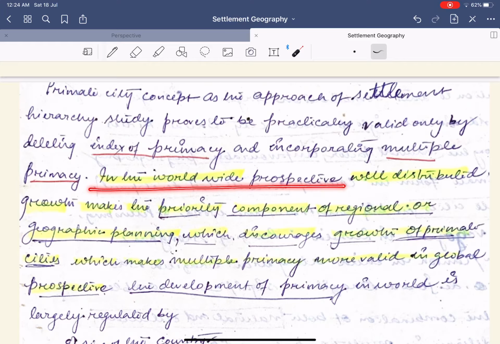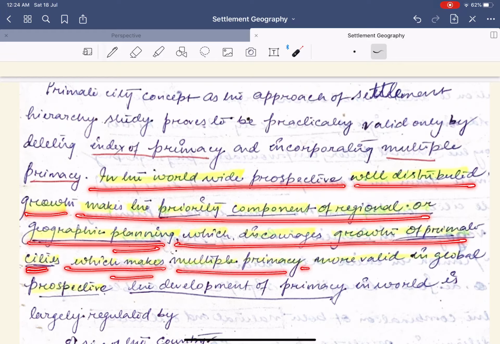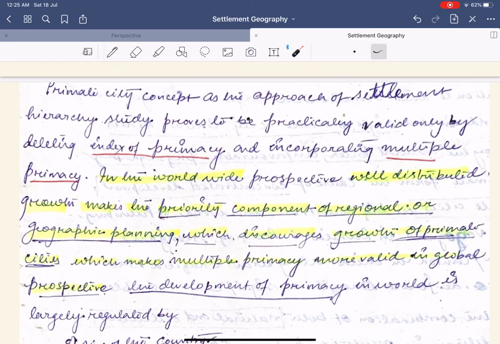In the worldwide perspective, well-distributed growth makes priority a component of regional and geographical planning, which discourages the growth of a primate city, which makes multiple primacy more valid in the global perspective. If you find the statement complicated, then I can simplify it. It says that growth and planning across the nation has been uniform. It is not that the government focuses only on Bhubaneswar and forgets about the rest of the state. So we can say that the government has a focused growth approach. Hence, multiple cities are developing rather than one city.